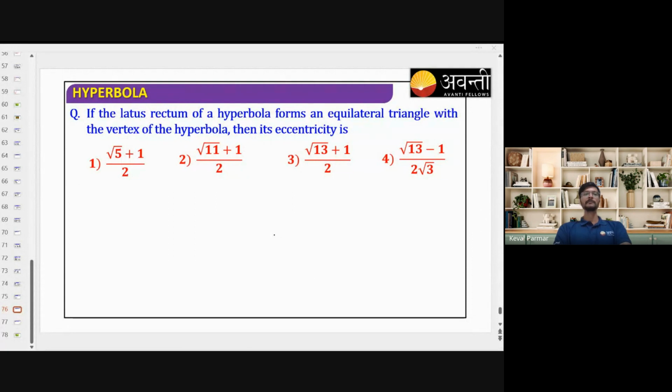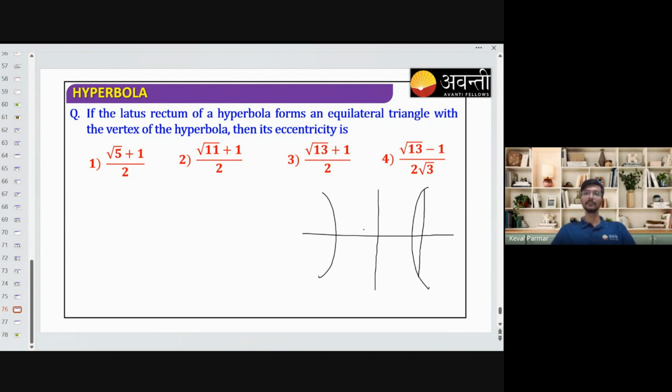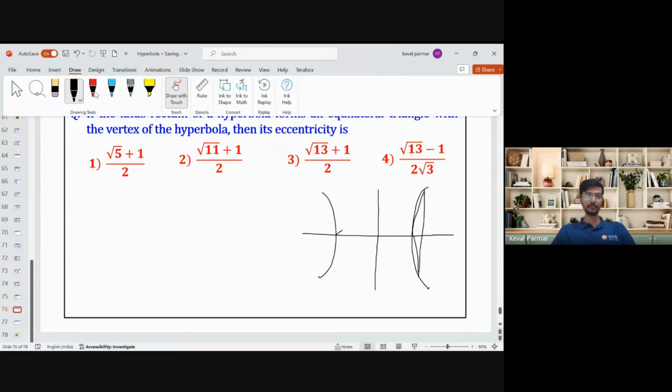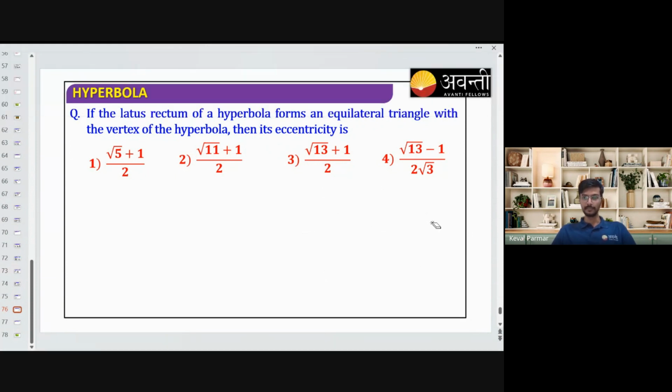Read the question, guys. If the latus rectum of the hyperbola forms an equilateral triangle with the vertex of the hyperbola. Let's try to draw the diagram. So let's say this is the hyperbola. This is the latus rectum. It forms the equilateral triangle with the vertex. So this is the vertex. I think this is the triangle. Right? So if I try to draw the triangle, let me draw it more clearly.